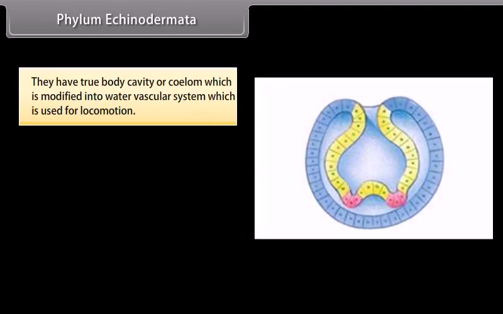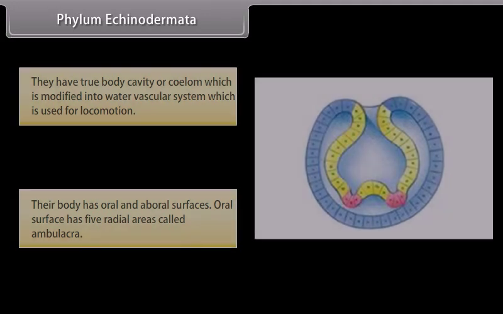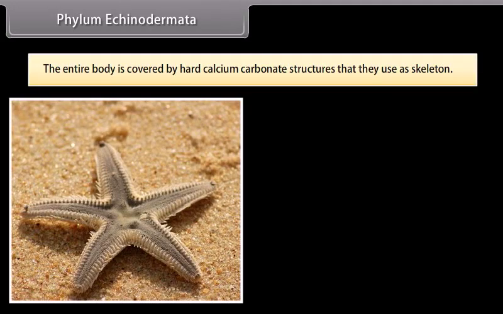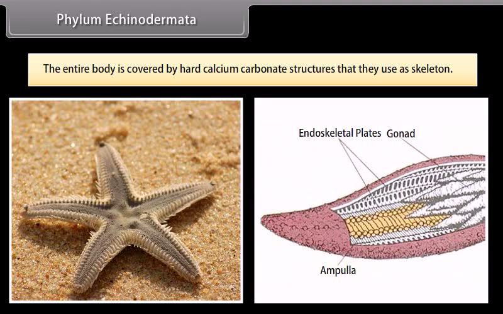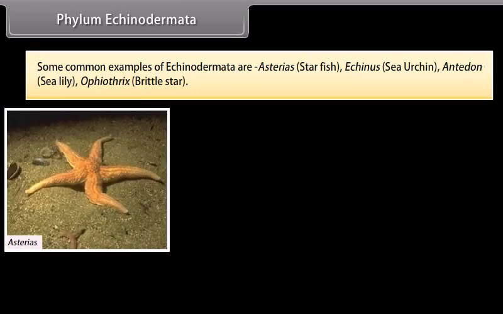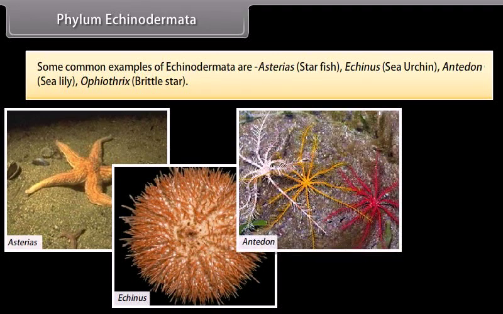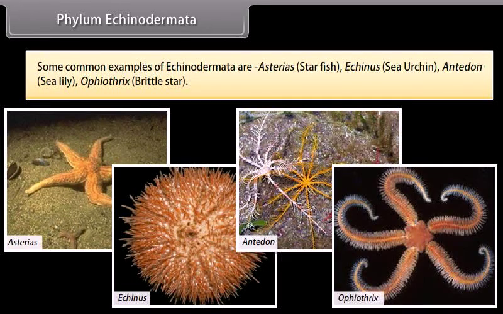They have a true body cavity or coelom, which is modified into a water vascular system, which is used for locomotion. Their body has oral and aboral surfaces. The oral surface has 5 radial areas called ambulacra. The entire body is covered by hard calcium carbonate structures that they use as skeleton. Some common examples of Echinodermata are Asterias, starfish, Echinus, sea urchin, Antedon, sea lily, Ophiothrix, brittle star.